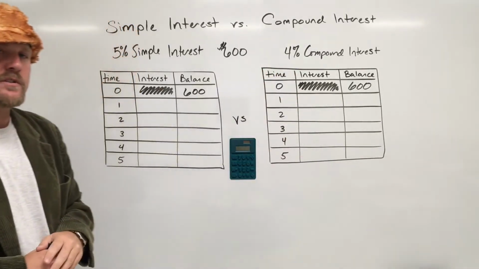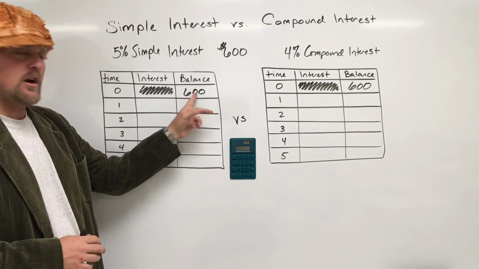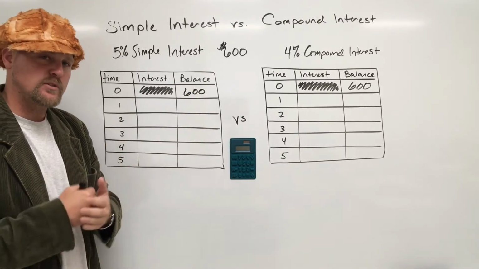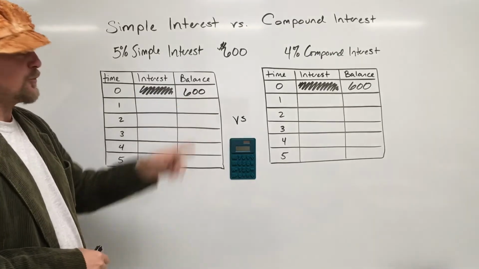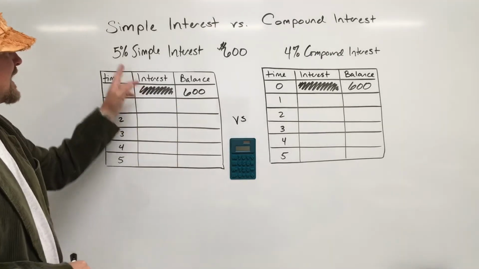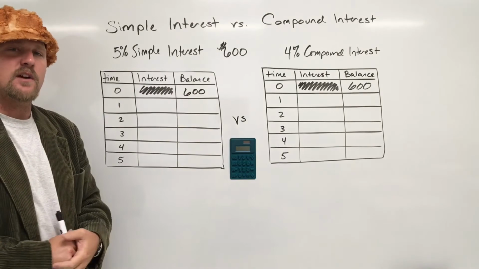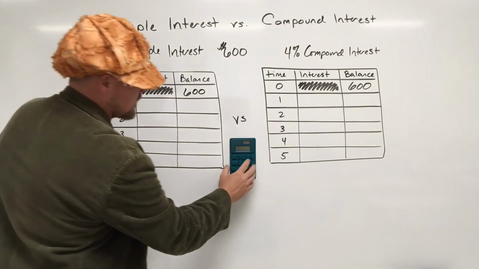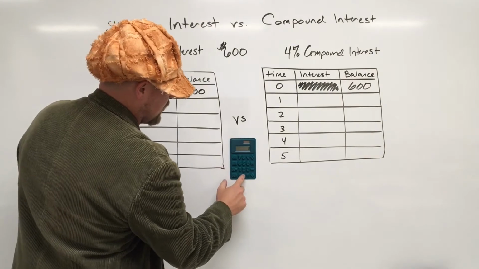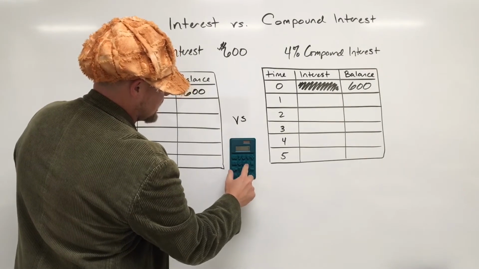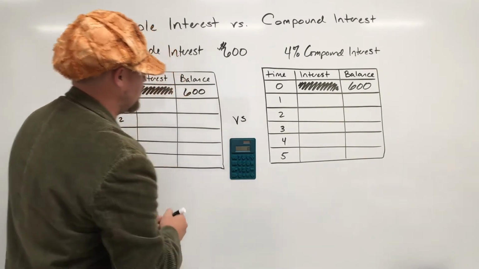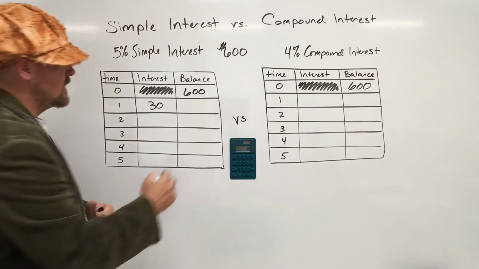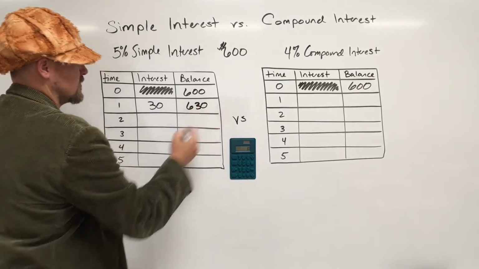Now simple interest is interest only on the original deposit. Only on the original deposit. That means I originally deposit $600 and I get 5% of $600 each year. So 5% of $600, I brought this trusty calculator, so 0.05 times $600 is equal to $30. So I'm going to get $30 of interest my first year. That's going to give me $630 total.